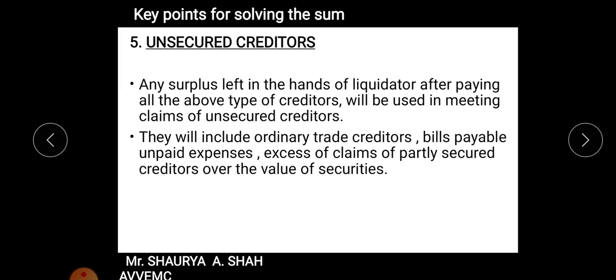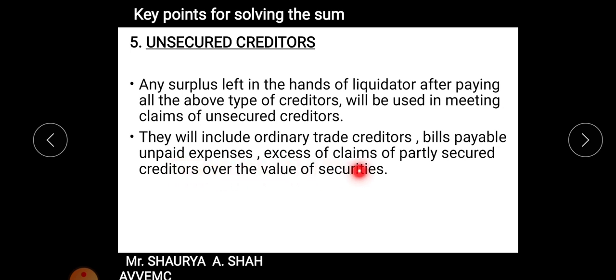Next is unsecured creditors, right? What do you take, students, in unsecured creditors? Any amount which is left surplus in the hands of the liquidator after paying all the above types of creditors. We generally saw that creditors are there, bills payable are there, bank overdraft are there, which are not secured, right? Apart from that, any amount which is not regularly paid in the above categories is taken in this amount, that is of your preferential creditors, right? I suppose it is clear to each and every student.